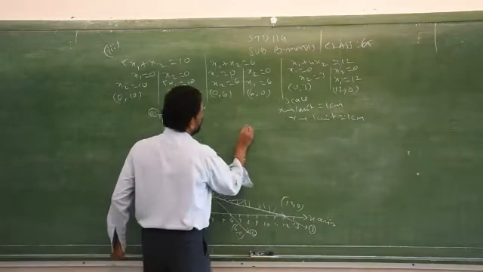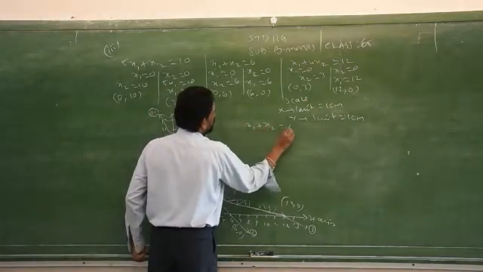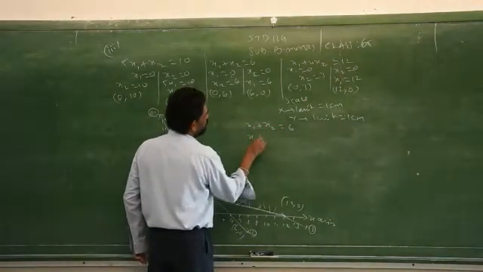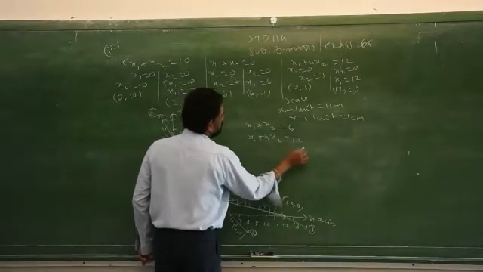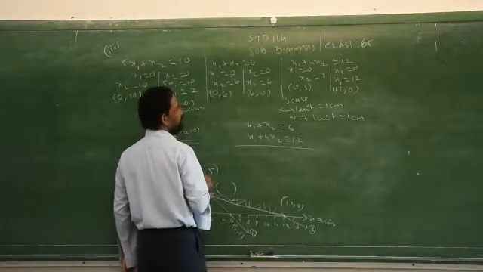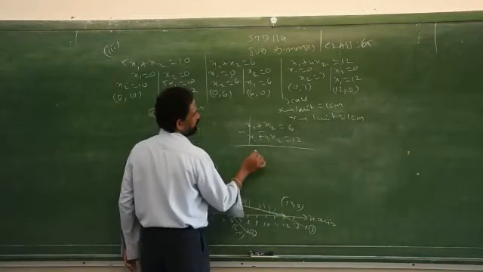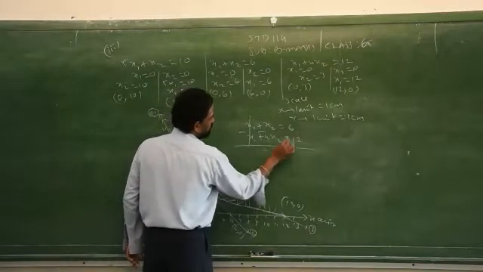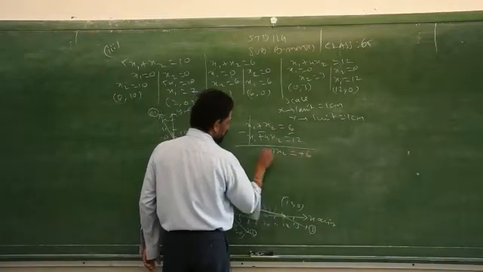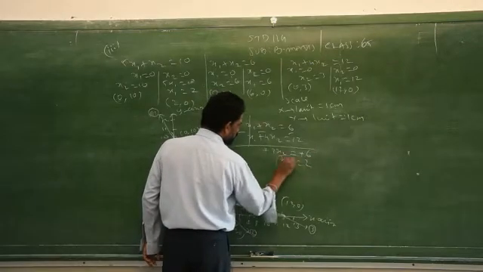Where is 2? x1 plus x2 is equal to 6. Then x1 plus 4x2 is equal to 12. Then you have to change the sign as usual method. Minus 3x2 is minus 6. Minus cancels, x2 is equal to 2.